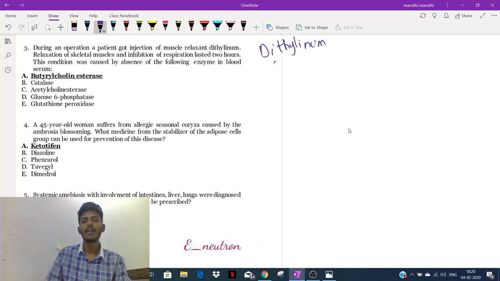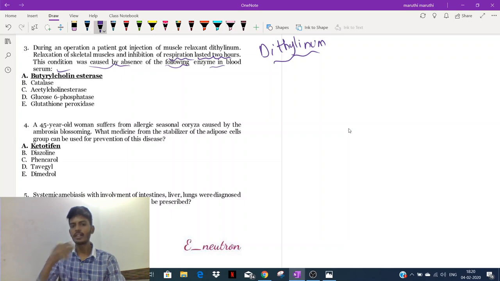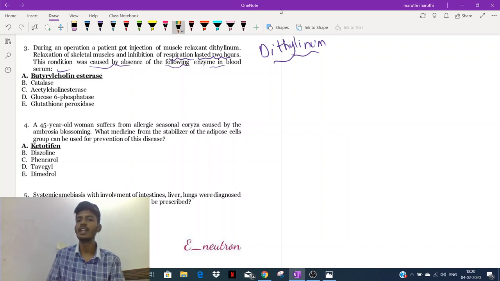Let's see. Okay, dithylin. Relaxation of the skeletal muscle and inhibition of the respiration lasted 2 hours. This condition was caused by the absence of the following enzyme in the blood serum. Okay, now let's learn about dithylin. Dithylin is what? Dithylin is a type of depolarizing myorelaxant. What is it? Depolarizing myorelaxant.